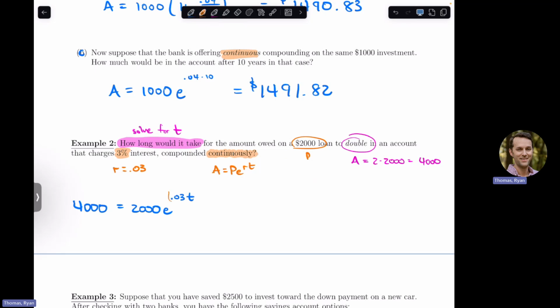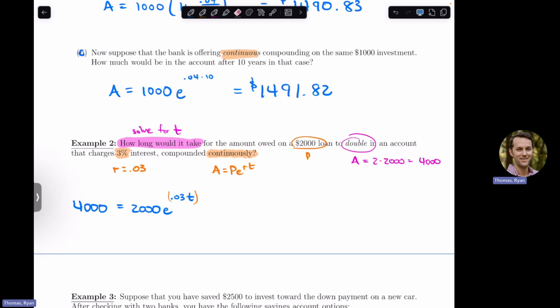And just for emphasis, that whole thing is in the exponent, right? It's e to the 0.03t. That's what we need to solve. Borrow $2,000 at 3%, compounded continuously. That's what this says. And we want to know how long it would take, so find t, for that amount to be double what we started with, right? Which is 4,000 because we started with 2,000. Okay, so we need to solve this. How would we solve this?